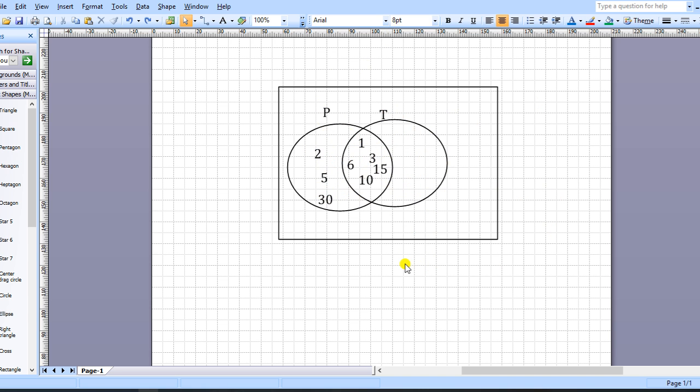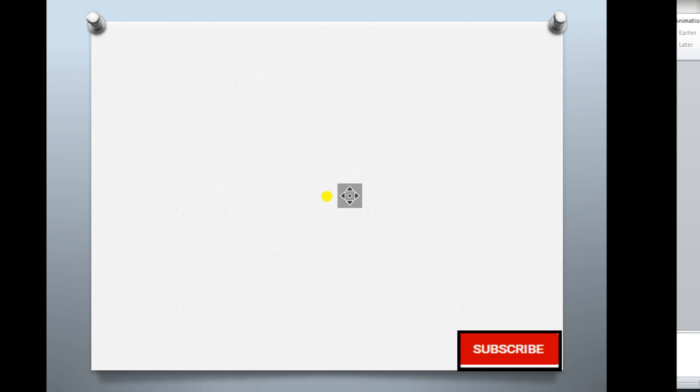And they asked us for the number of P complement intersection T, meaning they wanted the number of T only. So there you will simply say the number of T only is equal to 0, simply because we don't have any element that appears only in set T. So that will be answering your question.